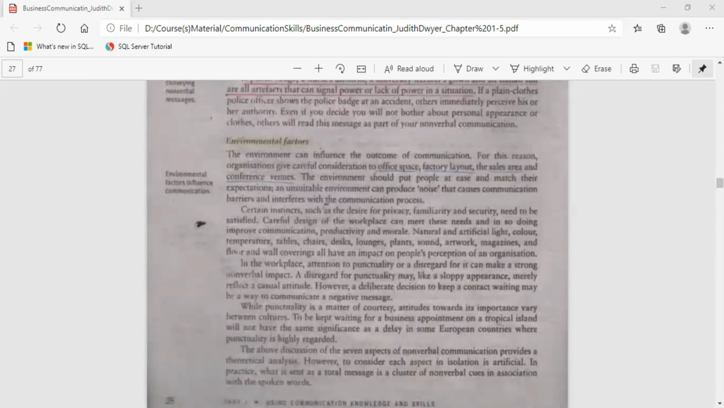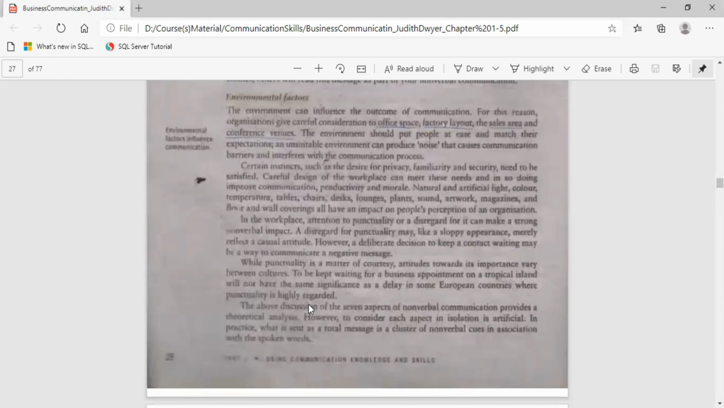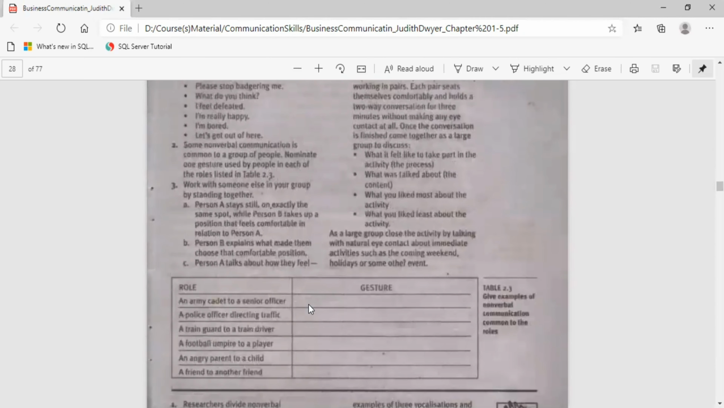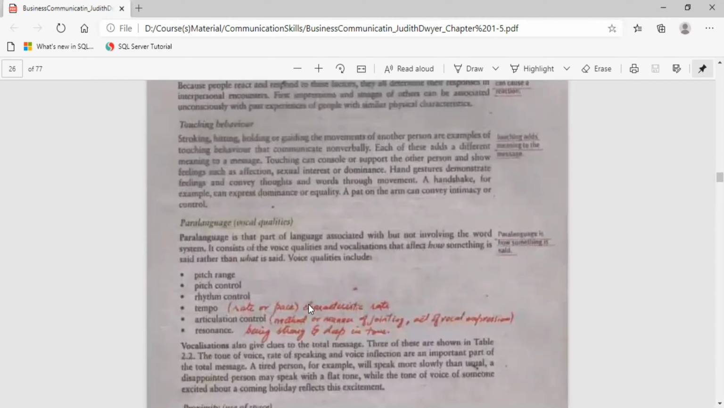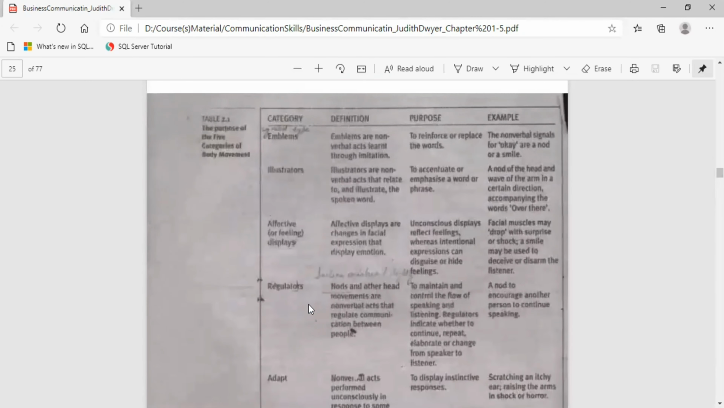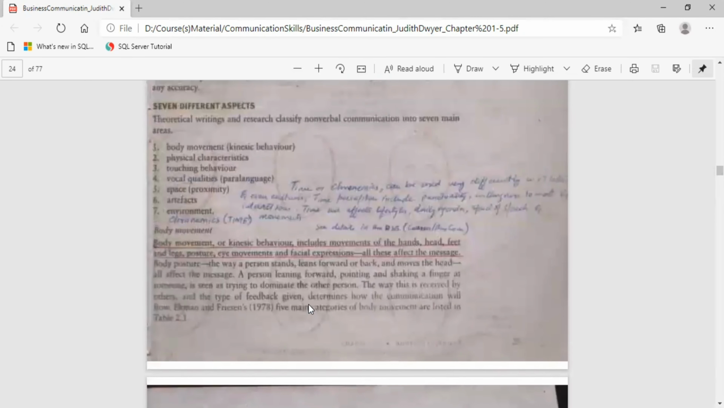So, this is something regarding the environmental factors, and let's talk about the Chronomix. As much as I remember, we have concluded all these things: body movement, that's the kinetic behavior; physical characteristics; touching behavior, or the haptic behavior; vocal quality, or the paralanguage; proximity, or the proxemics; artifacts, and the environment. Now let's talk about Chronomix.